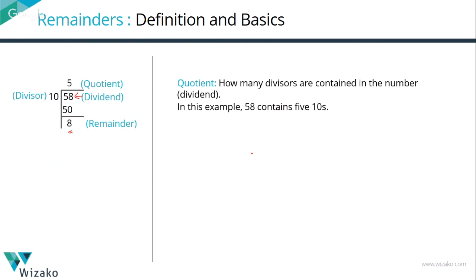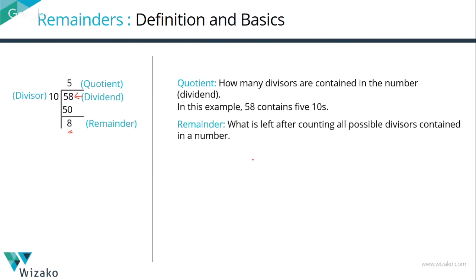Now let's move on to the second thing. After having counted all of the tens, did we go empty-handed? No, there is still something left. That is called the remainder. Whatever is left after counting all possible divisors, that's the operative word. We are not going to say 58 by 10.